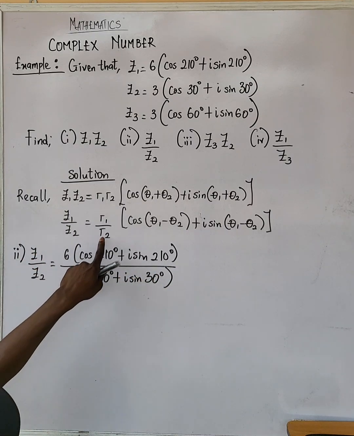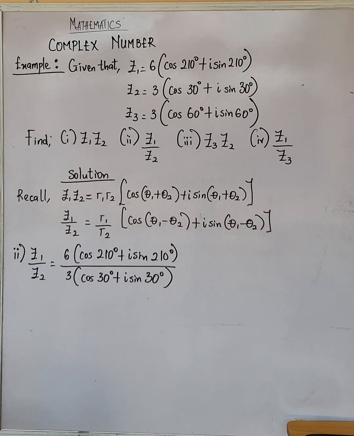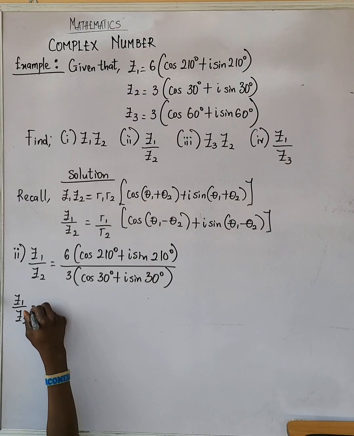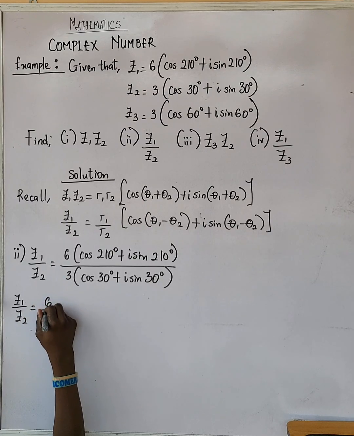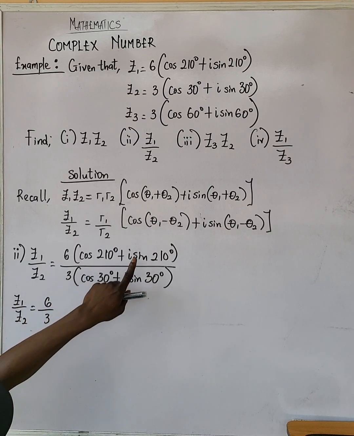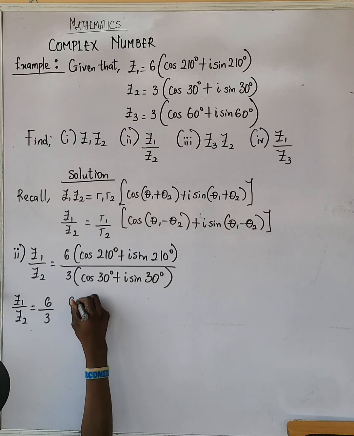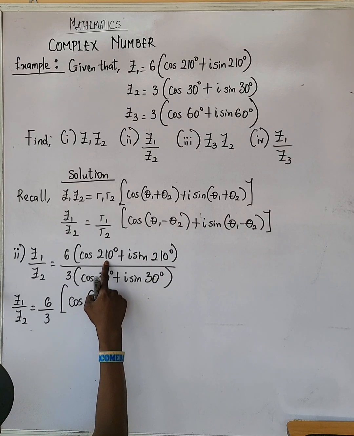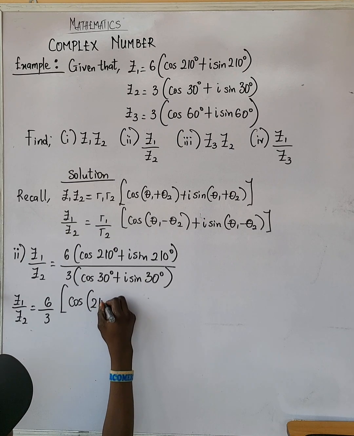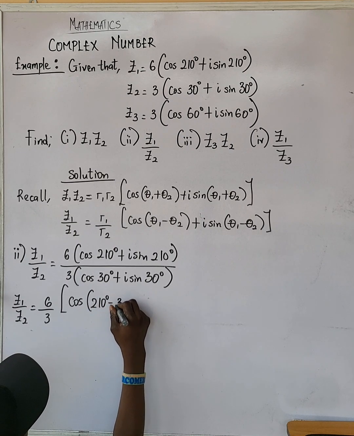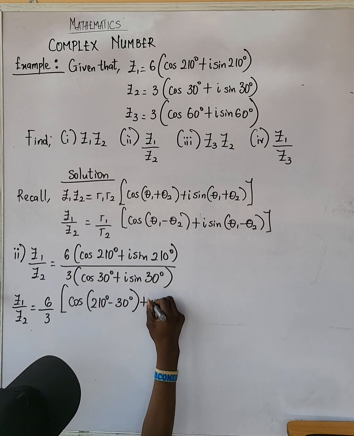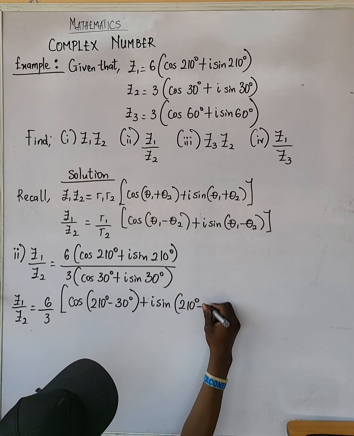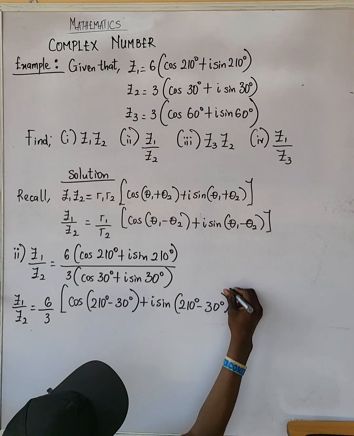Now, using the formula of the division of polar form of complex number, what do we do? Z1 over Z2 will now be, this is our R1, this is our R2, that will be 6 over 3. Then what do you now do to this part? Then that will be cos, this is theta 1, this is theta 2, so that will be 210 degree minus 30 degree. Then plus I sine, that will be 210 degree minus 30 degree.